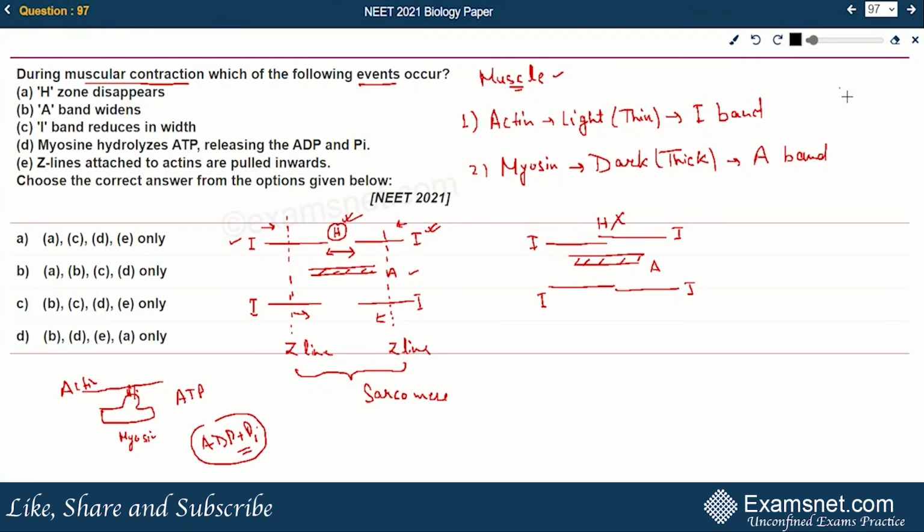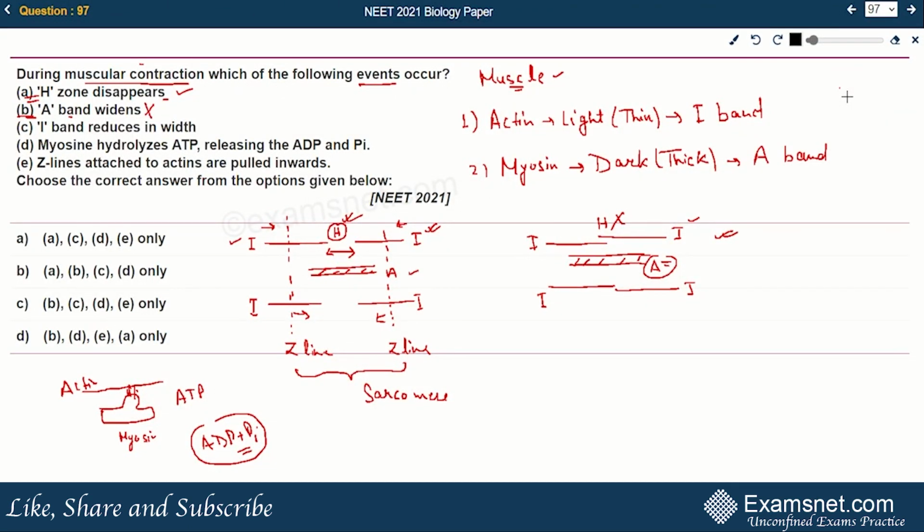Now, have a look at the options here. The first one is H zone disappears during muscular contraction. So this is true. We saw here that H zone disappeared. So this is a correct statement. Second is A band widens. Could you see any change in A band? No, right? I band got reduced, but there was no effect on A band. It remains at the same location and the length also remained the same. So this is false.